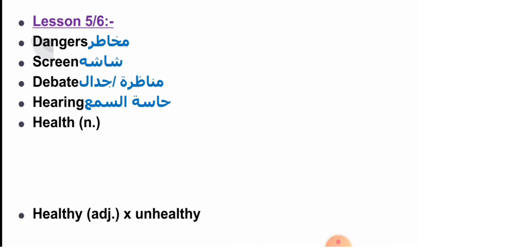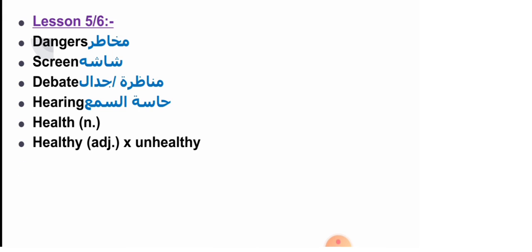Health. The adjective is healthy. And the opposite of it is unhealthy. Order can be a verb and it can be a noun. When you go to the restaurant and the waiter comes to take your order, order here is a noun. You can order the waiter to bring your food. Order here is a verb.